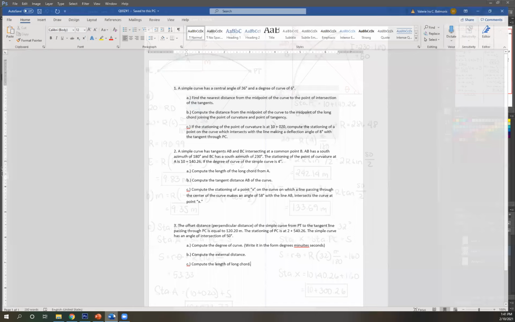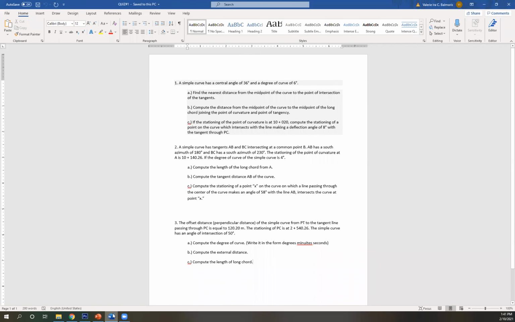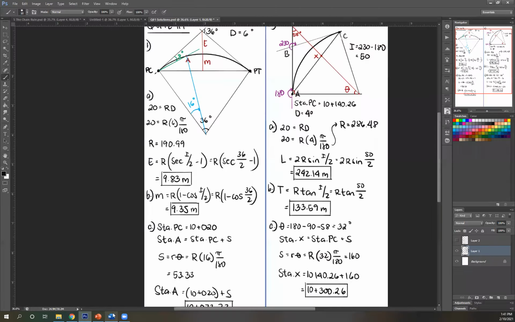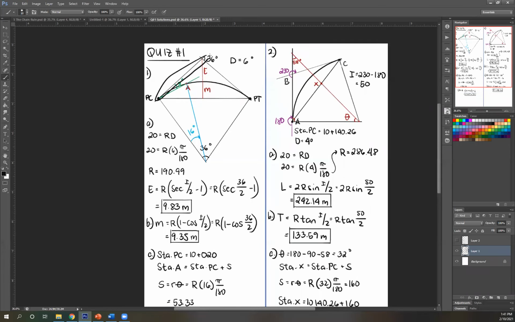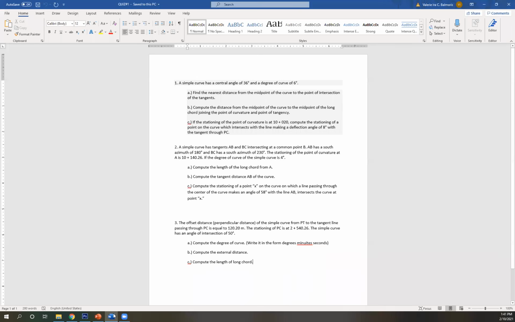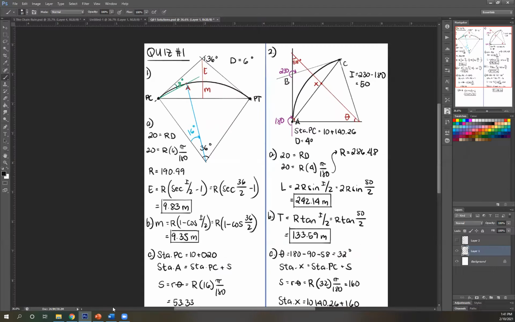Okay, next. Letter C. If the stationing of the point of curvature is 10 plus 020, compute the stationing of a point on the curve which intersects the line making a deflection angle of 8 degrees with the tangent through PC. So the tangent through PC is this line. And then we have another line making a deflection angle with that tangent. So draw a line making a deflection angle of 8 degrees from your tangent. From PC to that line, it intersects your curve at point A.